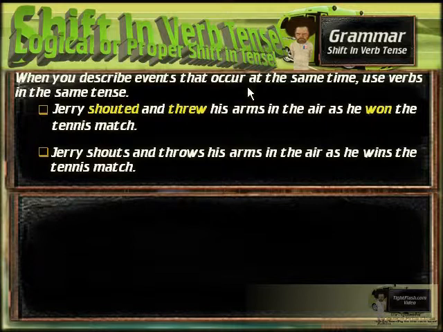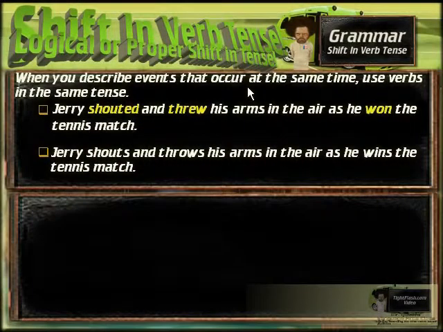Let's look at it this way. Say if we go ahead and made it present tense, because that's what you wanted to say. Jerry shouts, it's like you're describing it as it happens. Jerry shouts and throws his arms in the air as he wins the tennis match. Sounds like a commentator. This is, I guess, the way a commentator would say it. But the point being is that the commentator would use all the verbs in their present tense form in order to indicate that this is something happening right now as he is speaking.